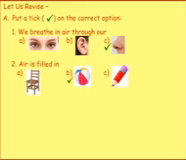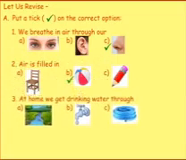Bit 3. At home, we get drinking water through a river? No. A tap? Yes. At home, we get drinking water through a tap. Put a tick on option B. Do we get water through a hose pipe? No.